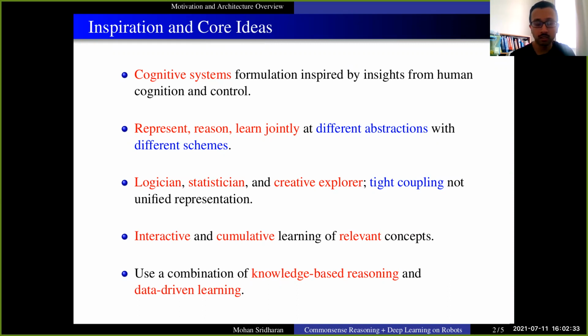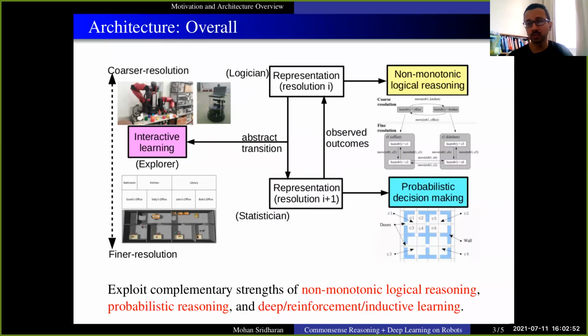And they allow the robot, of course, to represent and reason, but also to interactively and cumulatively learn new concepts, right? So the idea is as you get more and more data, you don't start becoming slower. You somehow crystallize that into new concepts. And as a result, we have something that's a combination of knowledge-based reasoning and data-driven learning. Now, the attempt is to just give you a high-level overview.